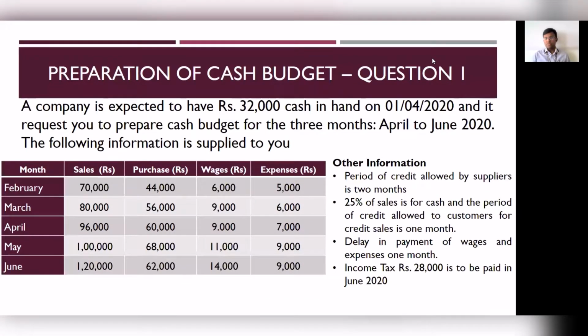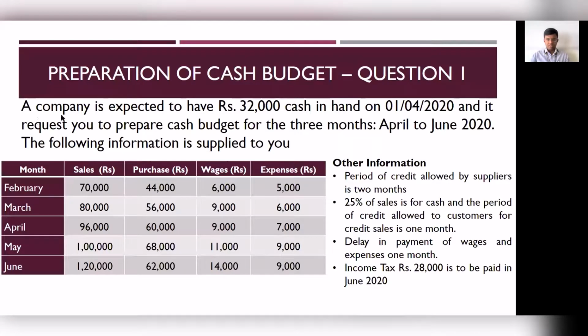In today's session, we will be working out a numerical on the preparation of cash budget. The question goes like this. A company is expected to have 32,000 cash in hand on 1st April 2020. It requests you to prepare cash budget for 3 months, April to June 2020. The following information is supplied to you.